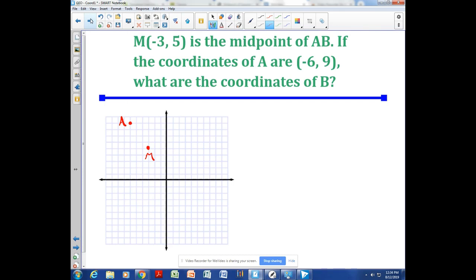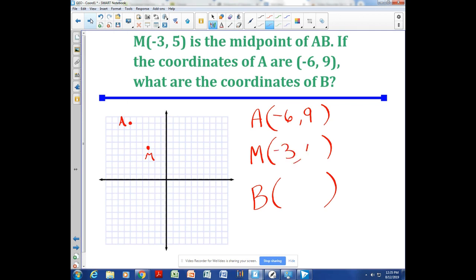However, here's the method that I like, especially when it's a multiple choice question. So here, I always like to put point A on the top, the midpoint in the middle, and then point B on the bottom. I'm going to open up parentheses for each one, as each one is a point. I have my point A given to me as negative 6, 9. And in this case, we have the midpoint given to us, which is negative 3, 5. So what is point B?